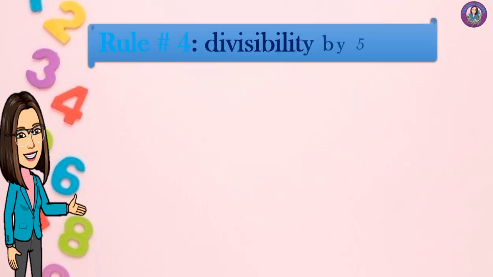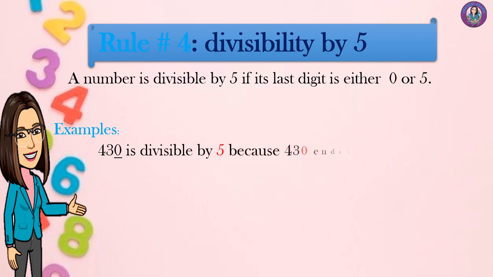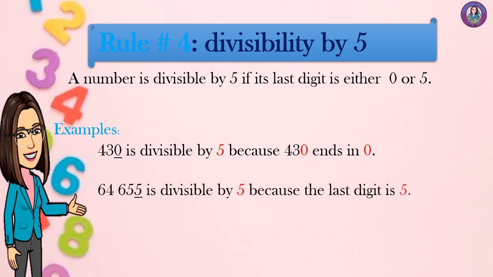Rule number 4, divisibility by 5. A number is divisible by 5 if its last digit is either 0 or 5. Examples. 430 is divisible by 5. Why? Because 430 ends in 0. Another example. 64,655 is divisible by 5 because the last digit is 5.